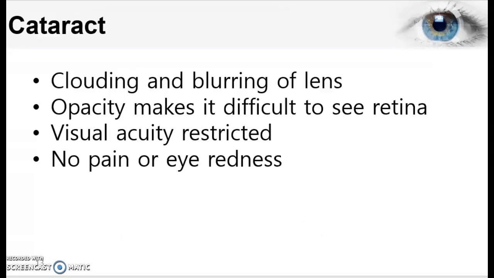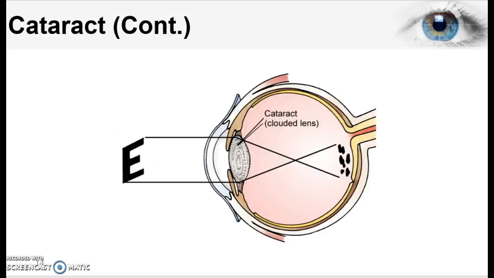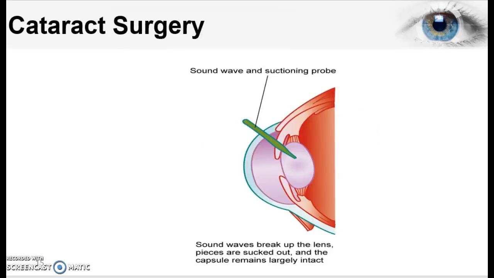Cataracts, many of you have seen patients with cataracts. They'll have a cloudy look to their eye surface and really a blurring of their lens. This opacity makes it difficult to see when you're trying to look in the eye to look at the retina. In like manner, it makes it very difficult for the patient to see. Their visual acuity is really restricted. They don't have pain or really eye redness. It's just this patchy look, and it really distorts the way that the vision can process the information.